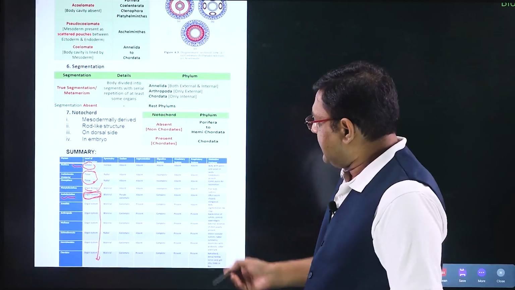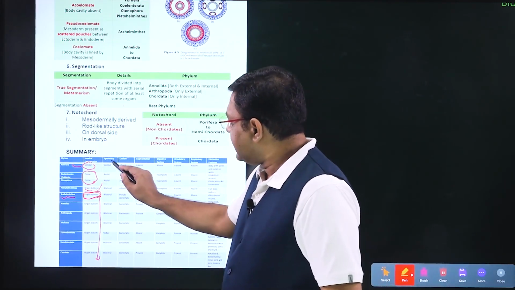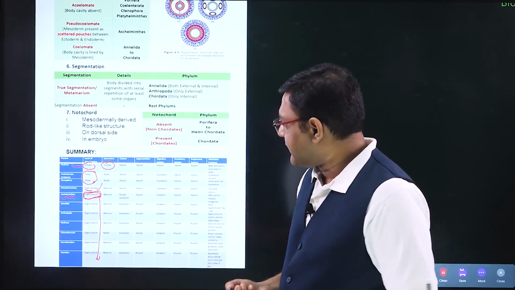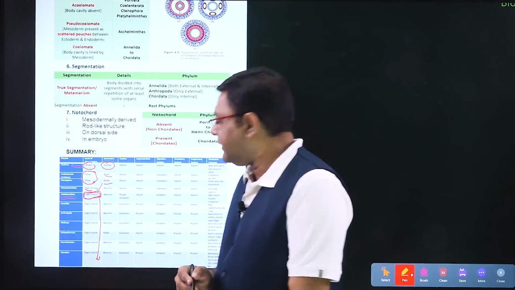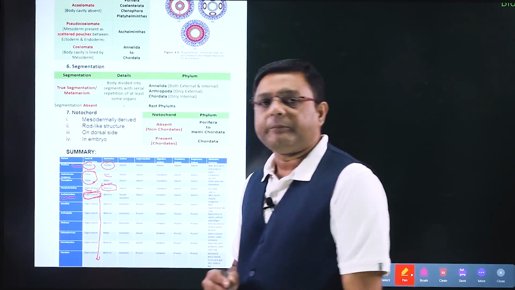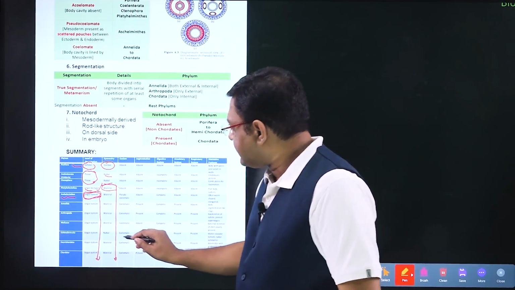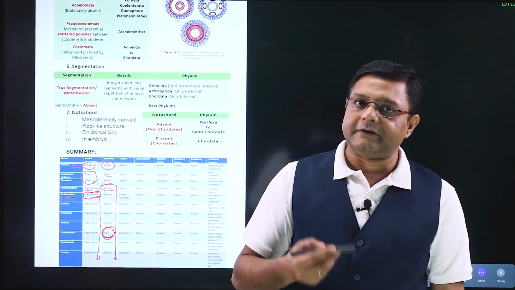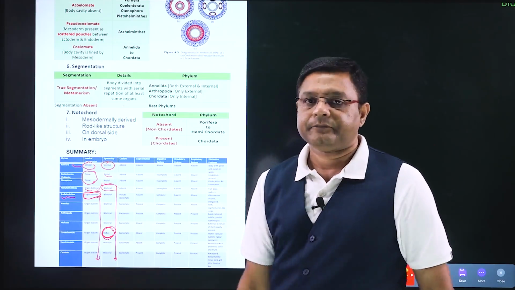Chordata. The second, symmetry. If we talk of symmetry, then in Porifera most were asymmetrical and some were radial. In Coelenterata it was radial, in Ctenophora it was radial. Bilateral symmetry started right from the Platyhelminthes and went till the last, but the exception here was Echinodermata, because in echinoderms the larva was bilaterally symmetrical but adults were radial.